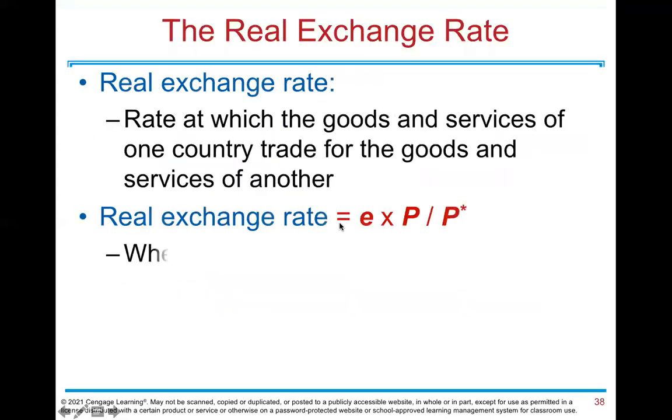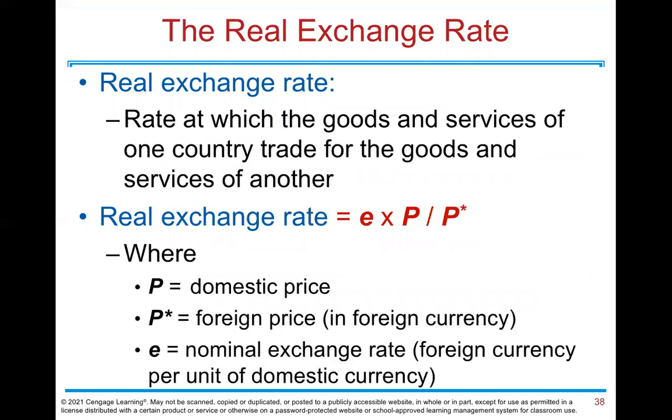Okay, so that was the nominal exchange rate, but let's now look at the real exchange rate. Whenever we change the word nominal to real, we're saying we're not going to take into account prices, and we want to take into account just quantities. The real exchange rate is the rate at which goods and services of one country trade for the goods and services of another. So here we're not asking the rate at which currency trades for another currency. We're asking how much an American Big Mac trades for a Mexican Big Mac. Now we're actually trading goods.